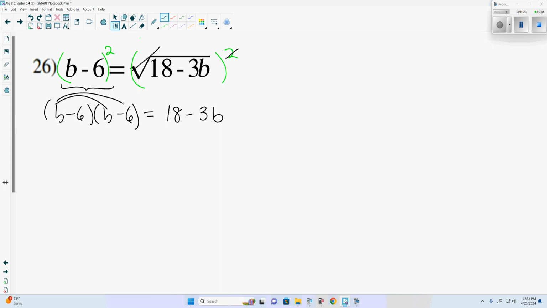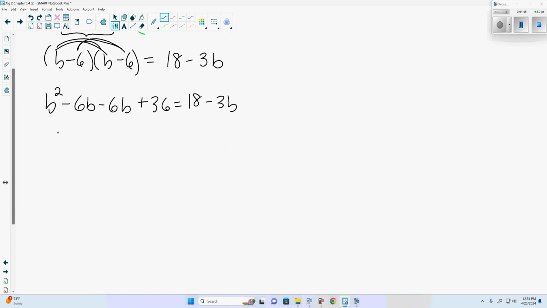So we will get b times b, which is b squared. Then we do b times negative 6, which is negative 6b. Negative 6 times b is negative 6b. And lastly, negative 6 times negative 6 is plus 36. Then we can combine like terms, which is b squared minus 12b plus 36 is equal to 18 minus 3b. So we do technically get the b squared and positive 36, but we still need the middle term of negative 12b.